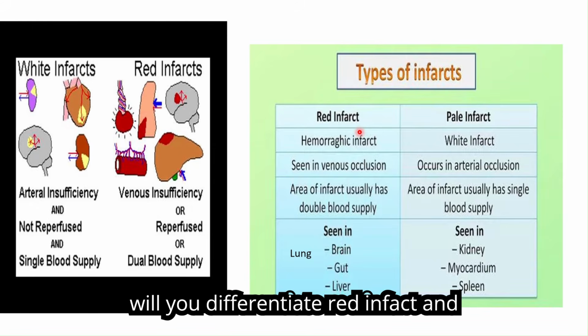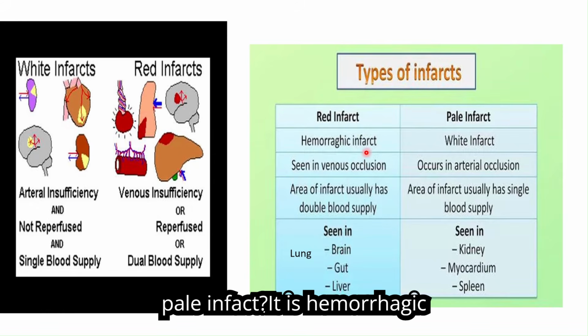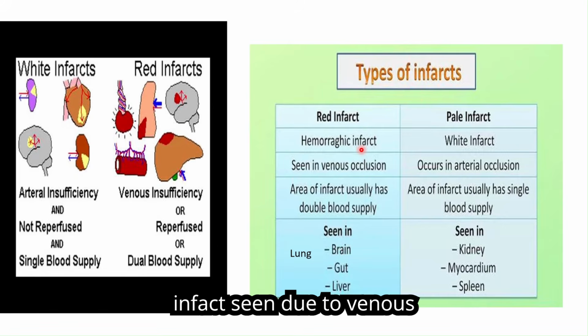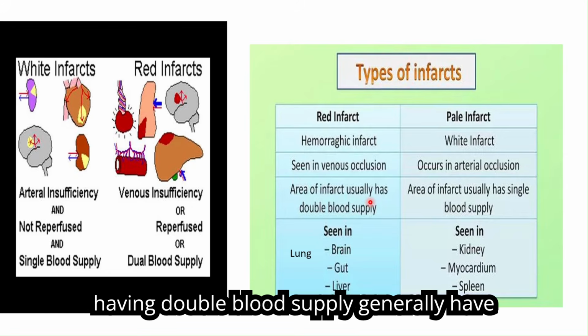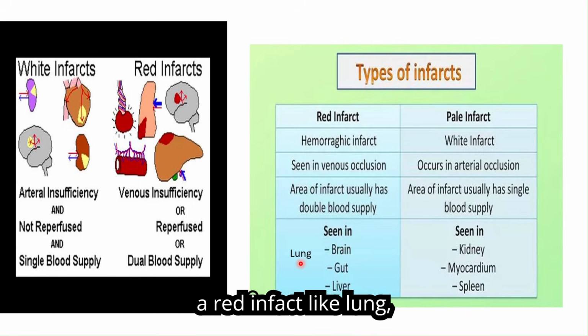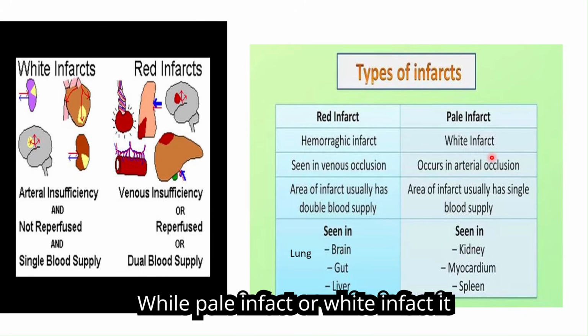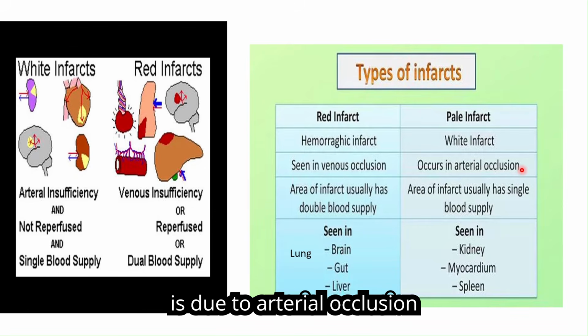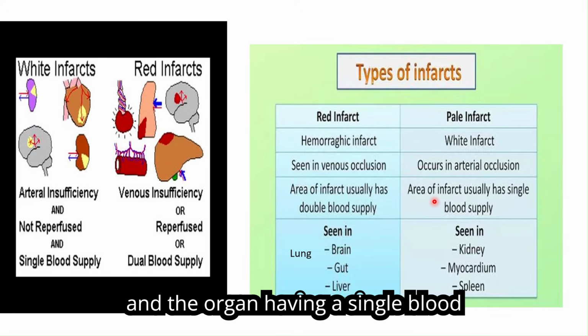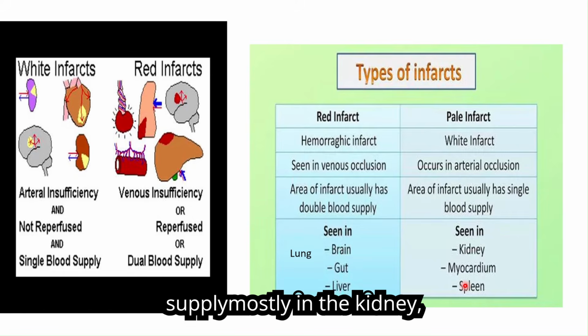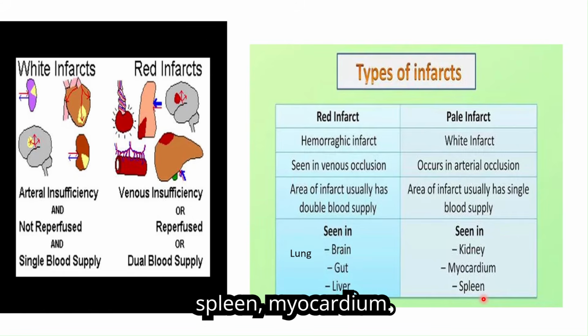So how will you differentiate red infarct and pale infarct? A red infarct is hemorrhagic, seen due to venous occlusion, and organs having a double blood supply generally have a red infarct, like lung, brain, intestine and liver, while a pale or white infarct is due to arterial occlusion and occurs in organs having a single blood supply, mostly kidney, spleen and myocardium.